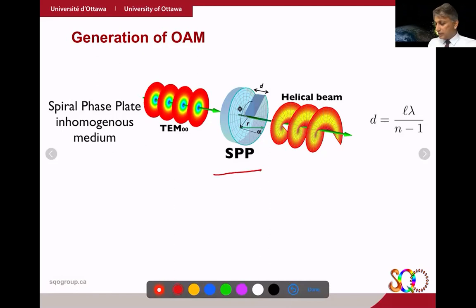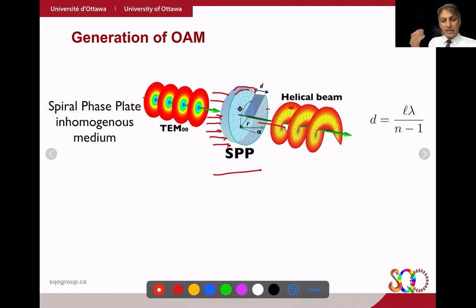And then when the light is traveling through these, let's say, plates, where the plate is inhomogeneous, so some part is lower thickness and some part is higher thickness, the light exiting from the part that is lower thickness exits earlier, while the part that is thicker exits a little bit later. So it goes to be on that side.